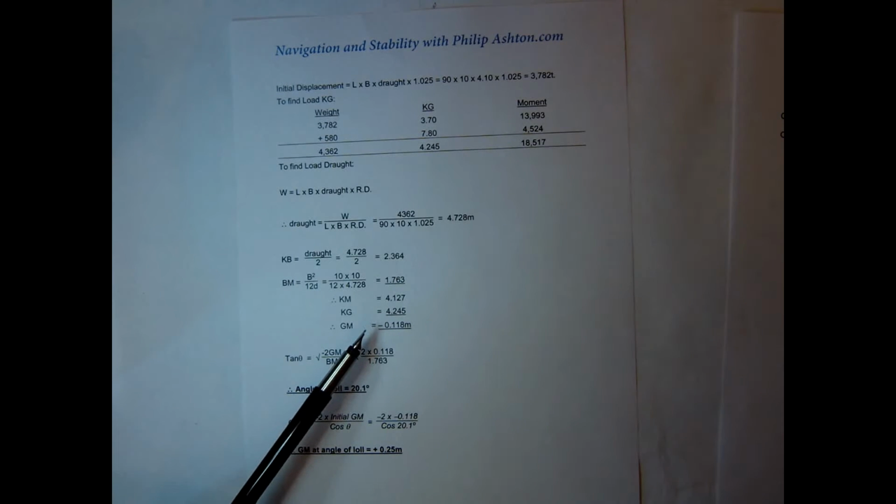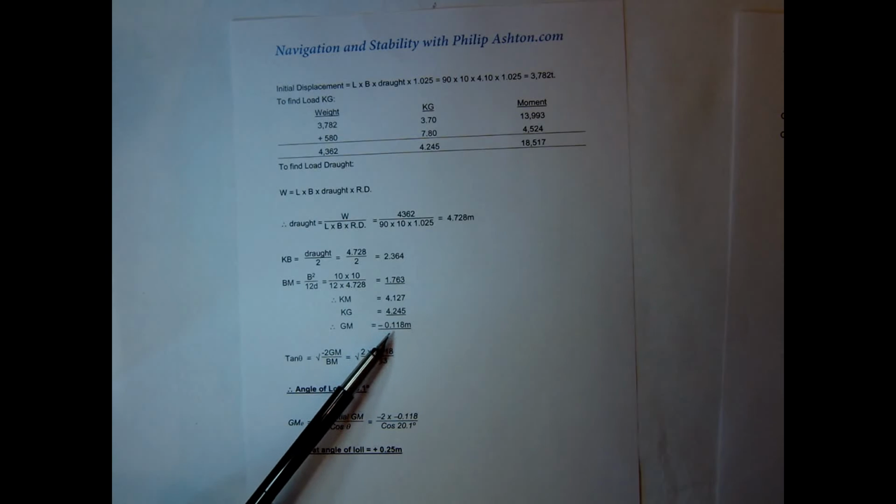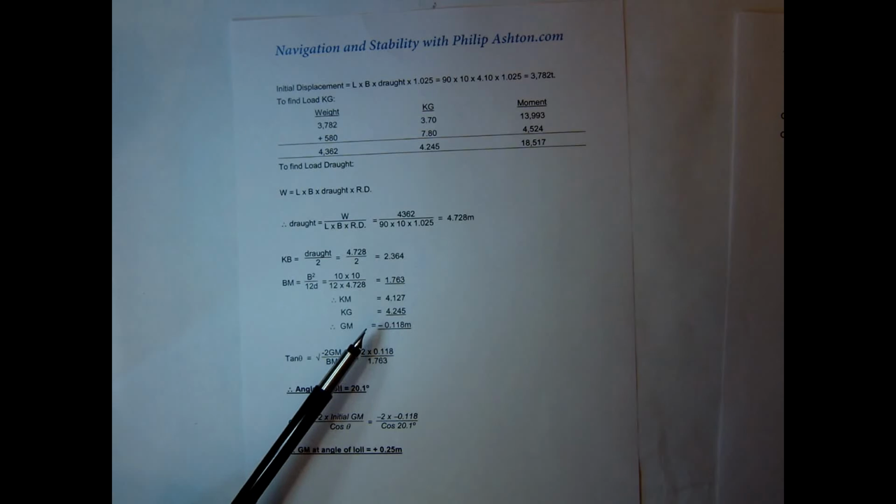So if you did this problem and you got a positive GM, you must have done something wrong, because we have to have a minus GM to work out an angle of Loll. So the GM is minus 0.118. Okay, that's the GM of the vessel before she goes over to the angle of Loll. Now what we have to do is work out the angle of Loll to get the GM at the angle of Loll. So tan theta is the square root of minus 2 times GM over BM.